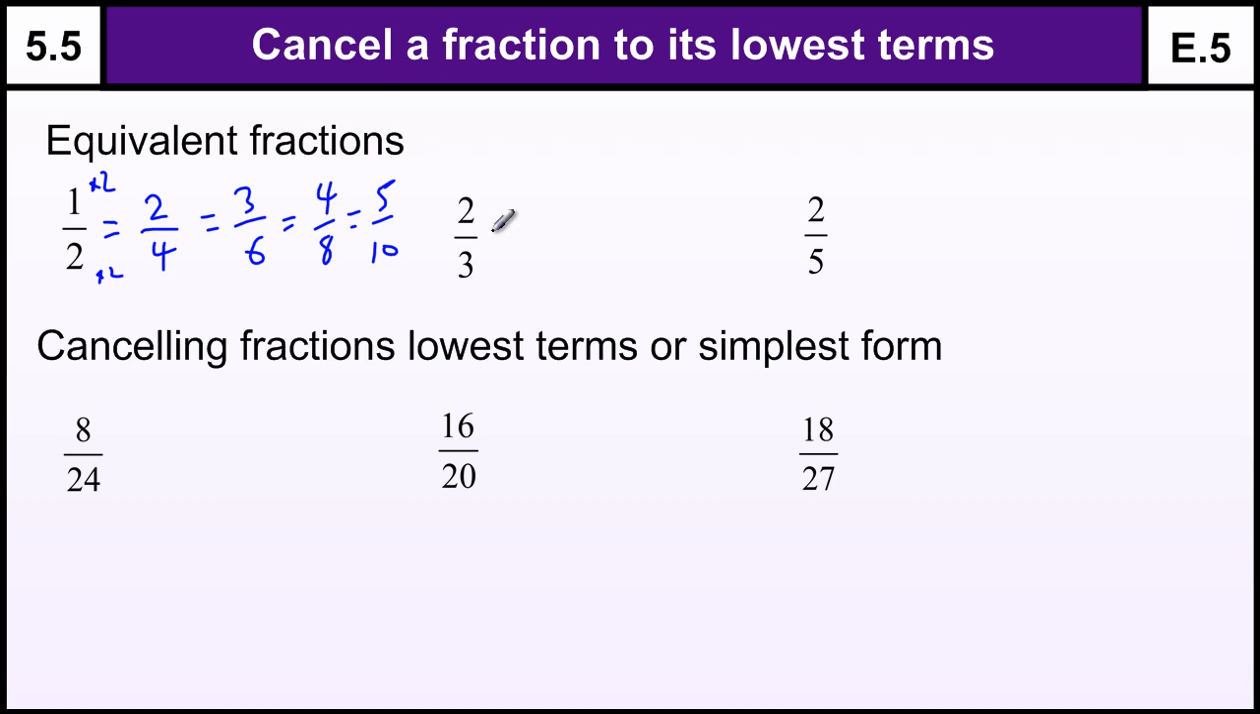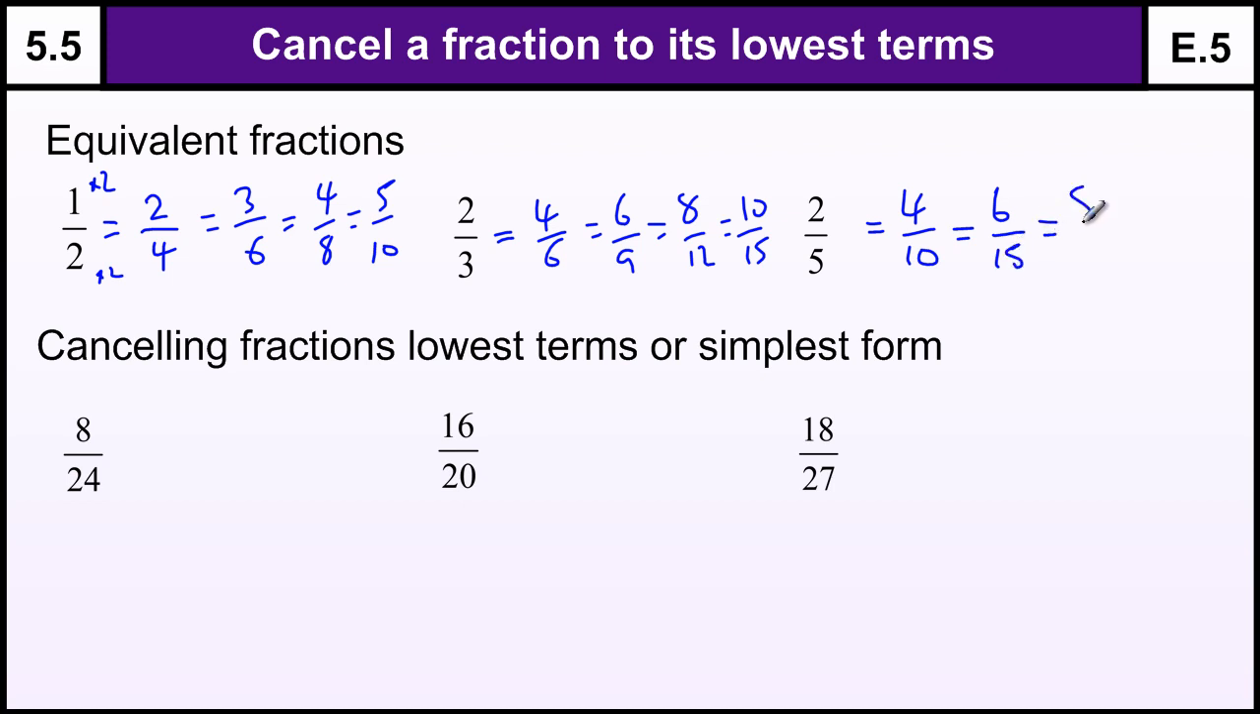Here are some equivalent fractions to 2/3. If I doubled the top and bottom I get 4/6. If I tripled the top and bottom I get 6/9, and then I would get 8/12 and 10/15. For 2/5, I'd have 4/10. If I double top and bottom, then times by 3, I get 6/15, 8/20 and 10/25. So they're the first 5 equivalent fractions for the half, 2/3 and 2/5.